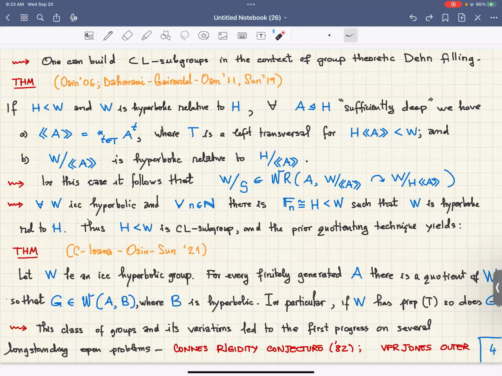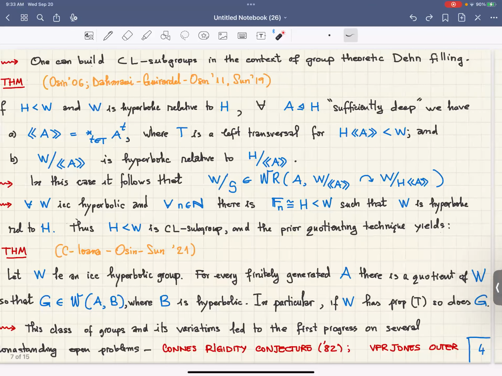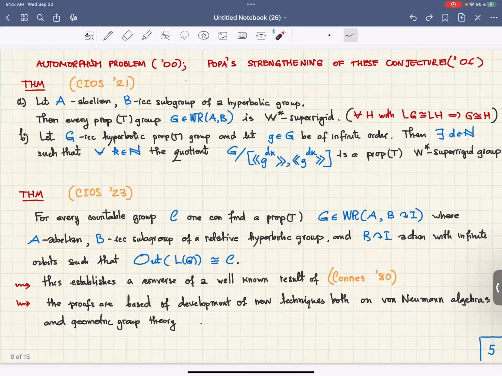So it's a huge class of groups, and using this we made progress on these questions: the Connes rigidity conjecture, Jones' outer automorphism problem, and a more comprehensive conjecture which basically contains this. For example, I wrote some results here.